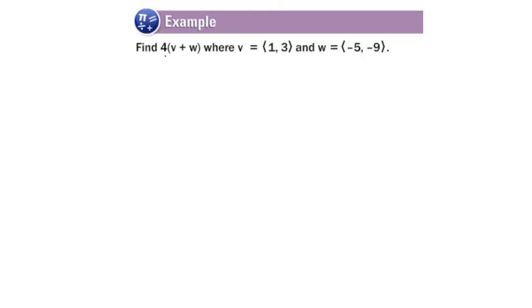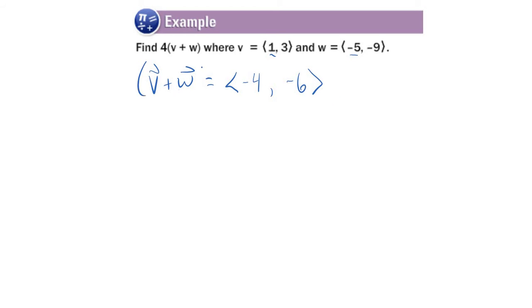So there's a couple ways we could handle this problem. I'll go ahead and demonstrate both real quick. So if we ignore this 4 out front, this scalar, v plus w, well, we did that last time, right? So v plus w would be the equivalent, just add the horizontal to the horizontal. So I'd get 1 minus 5, so I'd get negative 4. 3 minus 9, I'd get negative 6.